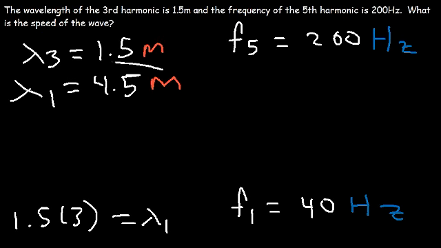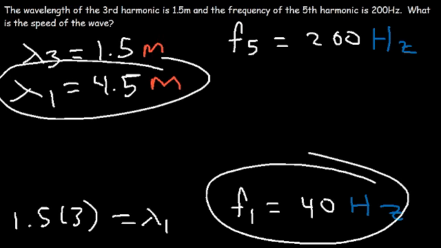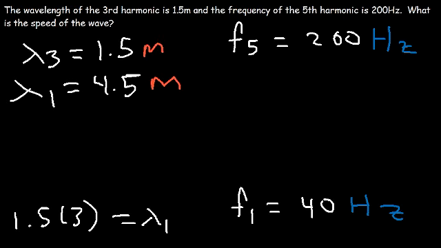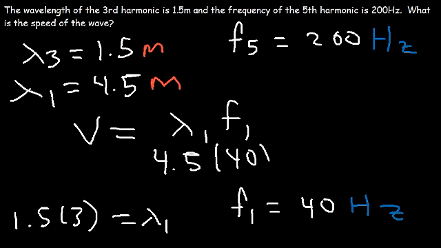So now that we have the wavelength and the frequency that corresponds to the same subscript, we can now find the speed. So we just got to multiply these two values. So 4.5 times 40 is going to give us the speed. And that's going to be 180 meters per second.